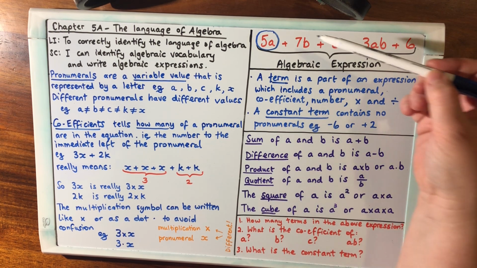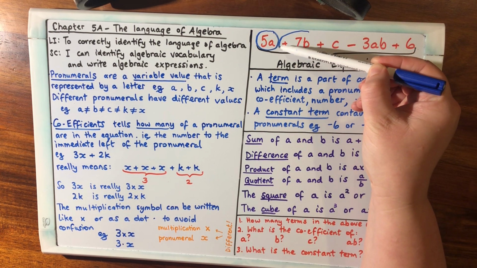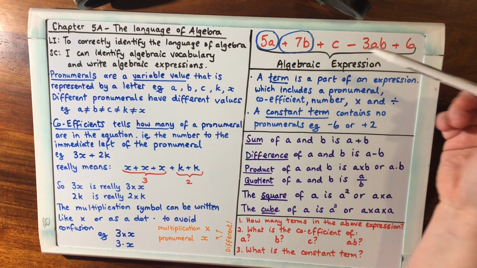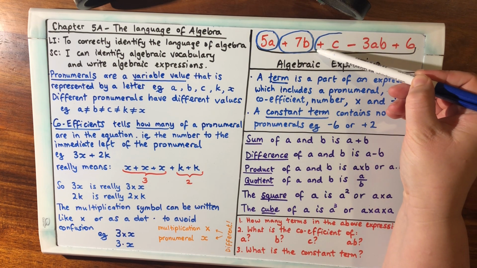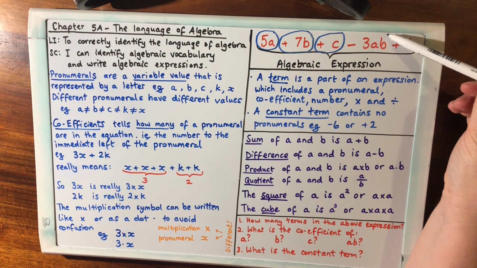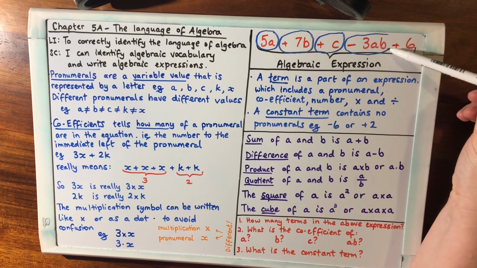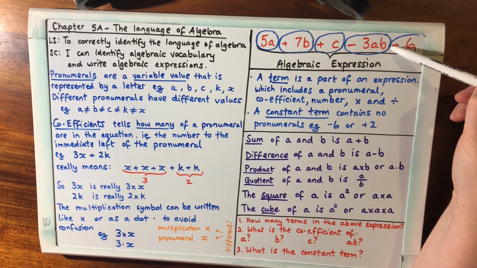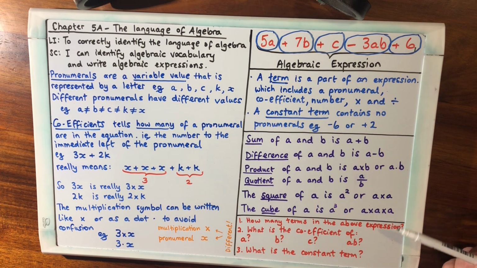The second term is positive 7b. That's two terms. My third term is positive c. Fourth term is negative 3ab. And my last term is positive 6. So how many terms in the above expression? There are 5 terms altogether.